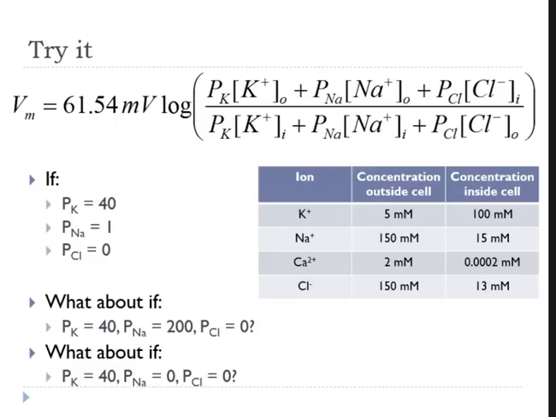So all we're left with is the potassium part of the equation. So now we've got 61.54 millivolts times the logarithm. Well, actually, the permeabilities now are canceling out. We could do that now. So it's just 61.54 times the log of potassium outside divided by potassium inside, which is that, right?